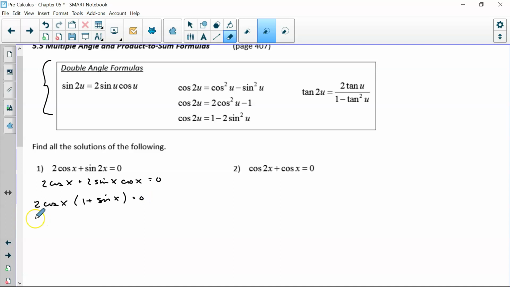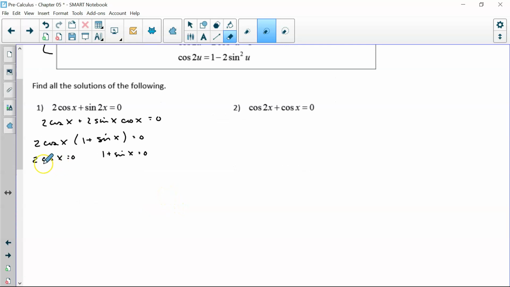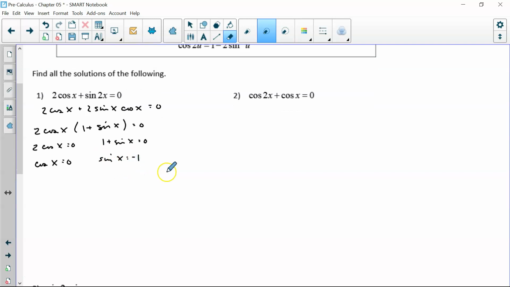Now that it's factored, set each factor equal to 0. 2 cosine of x equals 0. 1 plus the sine of x equals 0. So when we solve, we divide both sides by 2, and we get the cosine of x equals 0. Subtract 1, you get the sine of x equals negative 1.